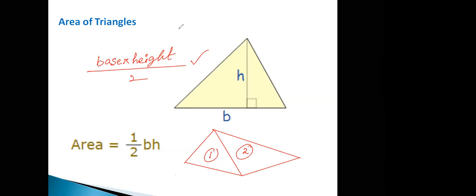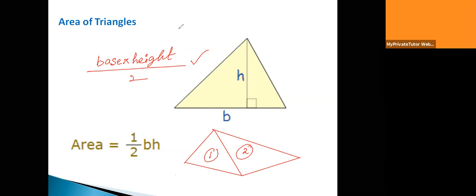Okay, so let's try a couple of questions. Find the area of a triangle. One moment, I'm typing. If the base is 7 centimeters and height is 6 centimeters. Can you please tell me, anyone, quickly? Then we'll go to Heron's formula.